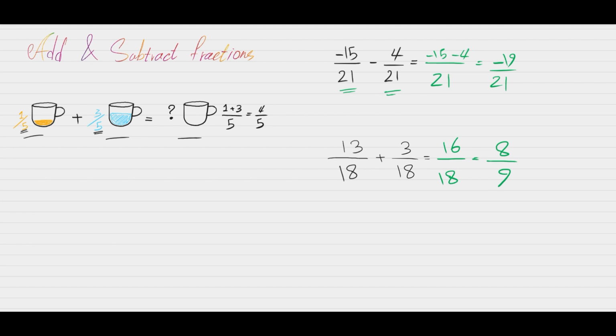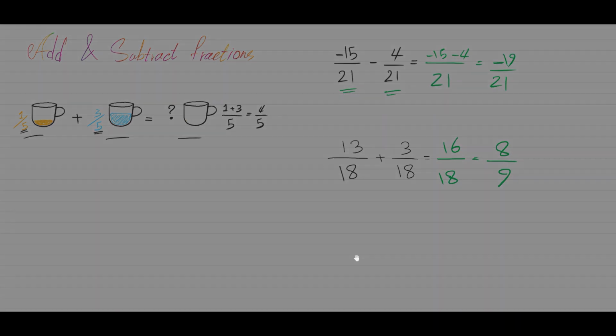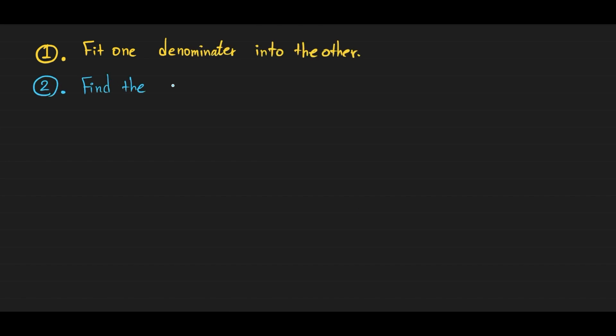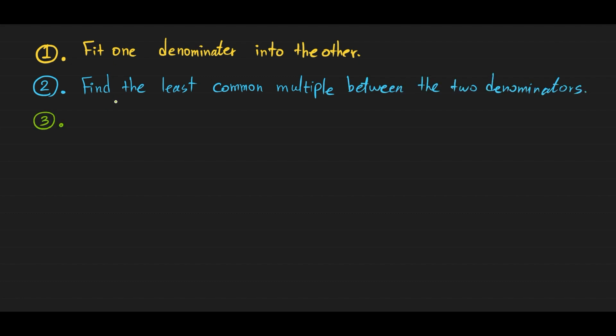Now, let's talk about how to add and subtract fractions with different denominators. Your number one goal is to make their denominators the same. Because once you make them the same, we know how to easily add and subtract that now. There are three different ways that you can make the denominators the same. The first way is where you fit one denominator into the other. The second way is where you find the least common multiple between the two denominators. And the third way is where you simply multiply the denominators.